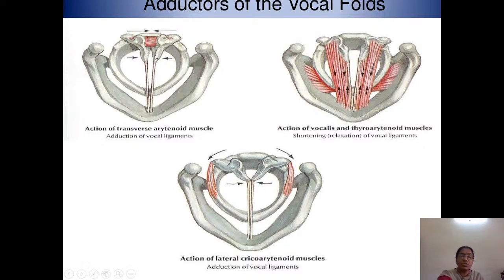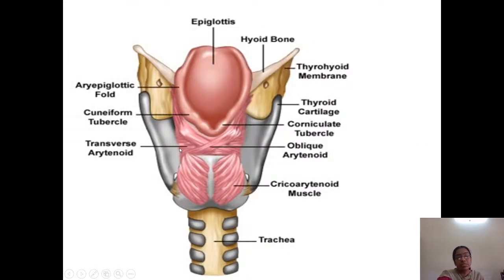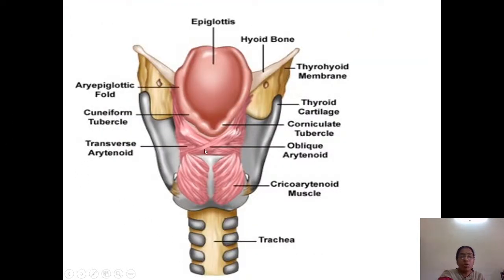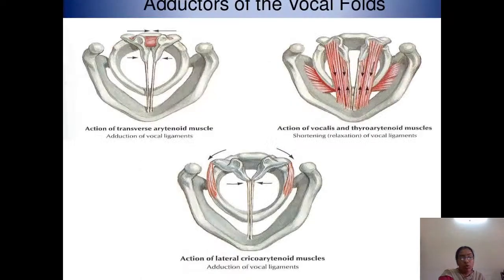The adduction of the vocal ligaments is by means of the transverse arytenoid muscle. Here the muscle fibers go from one arytenoid to the other, so the main function of the transverse arytenoid is adduction. Next, relaxation of the vocal ligaments. Other than the transverse arytenoid, the other muscle also helpful for adduction is the lateral cricoarytenoid.